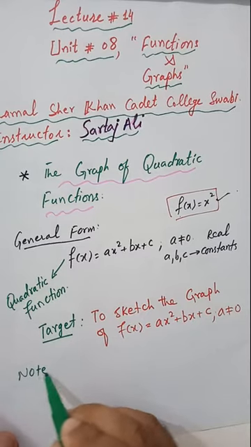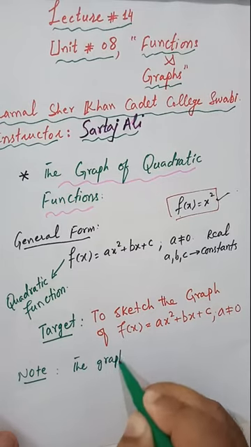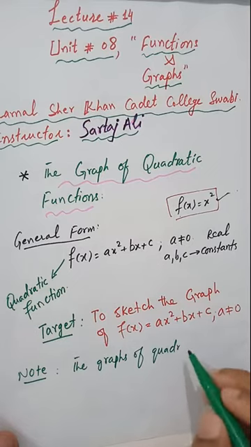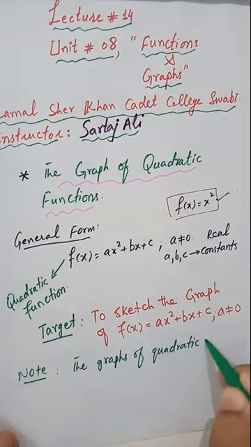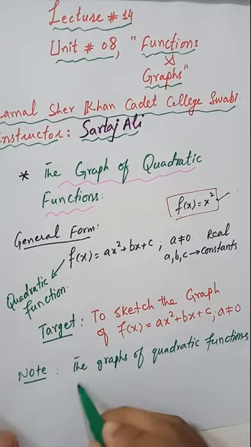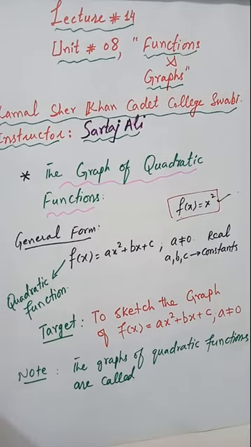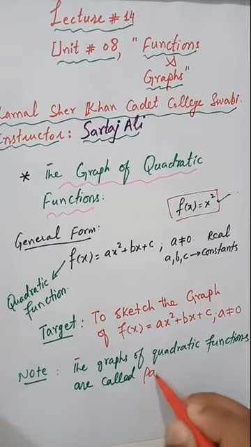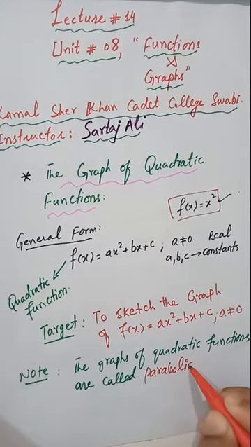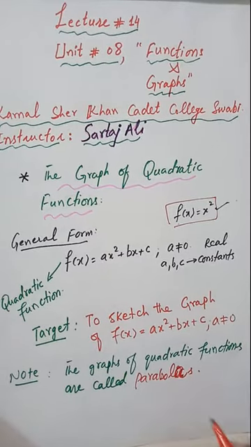Note: the graphs of quadratic functions are called parabolas. So you must remember that the graph of quadratic functions will be in parabolic form, parabolas. So the graphs must be in parabolic form.